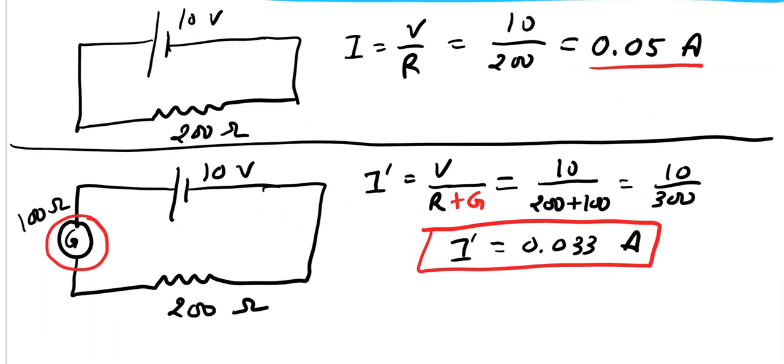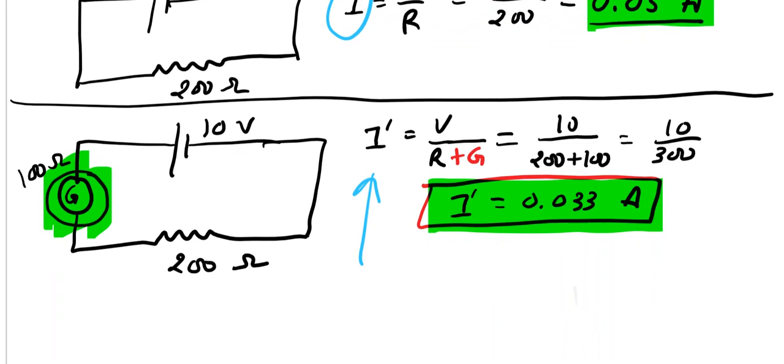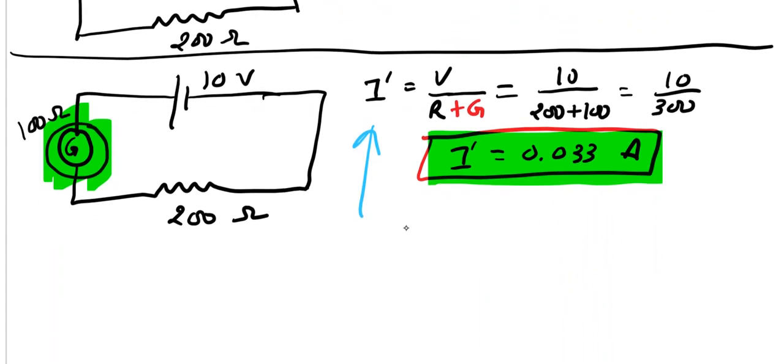Actually, galvanometer is supposed to indicate 0.05, but as it has added its own resistance in the circuit, the current got modified. And this is one issue when you are trying to use galvanometer as ammeter, that it adds its own resistance to the circuit, and then the current which we are trying to measure, I, gets modified, and what you get is I prime. So the measured value is less than the actual value.